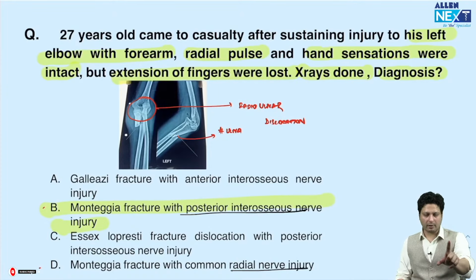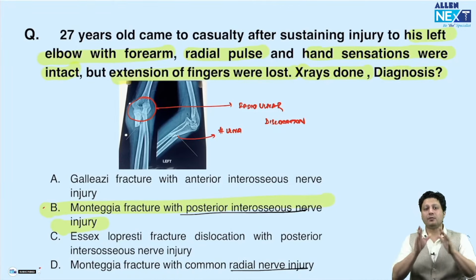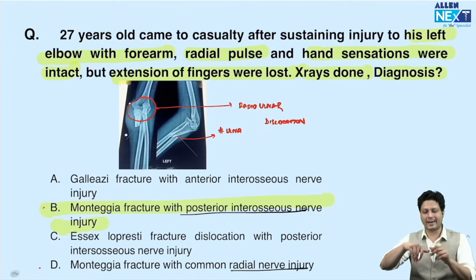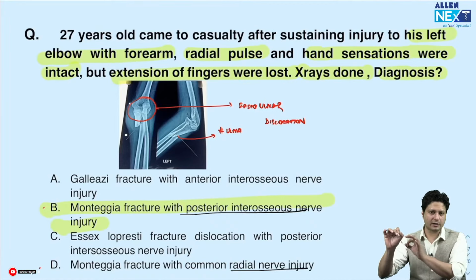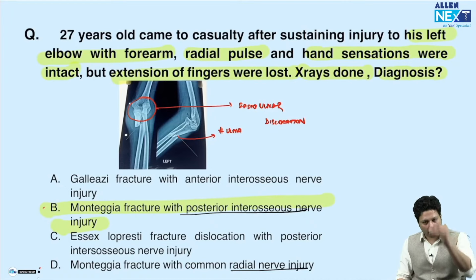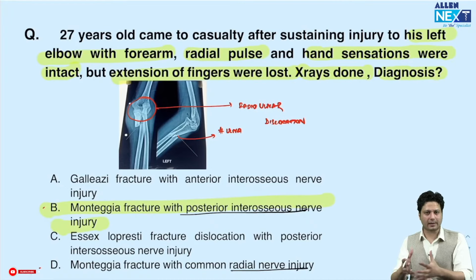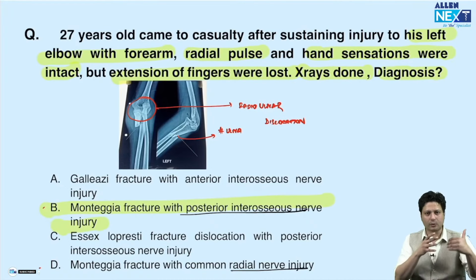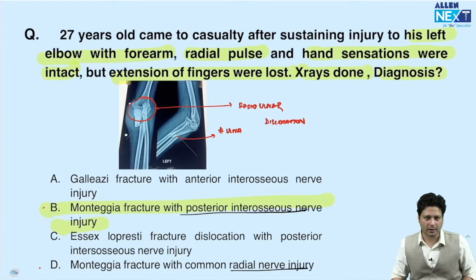Why? Point number 1: associated with Monteggia fracture is a posterior interosseous nerve injury. Point number 2: sensations in the hand were intact and there was a loss of extension of the metacarpophalangeal joint only. So when you combine all these facts, you will come to know that it is exactly the PIN which is likely to get injured in the Monteggia fracture dislocation. Hopefully this question is also clear.